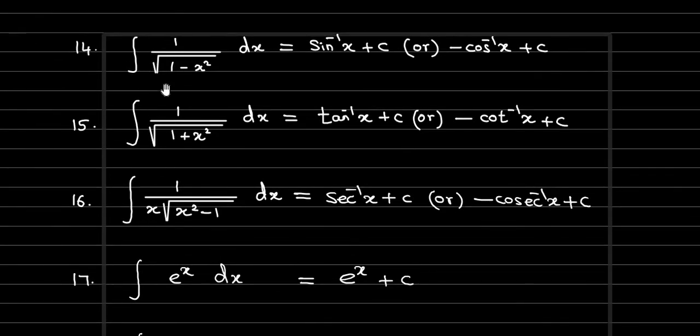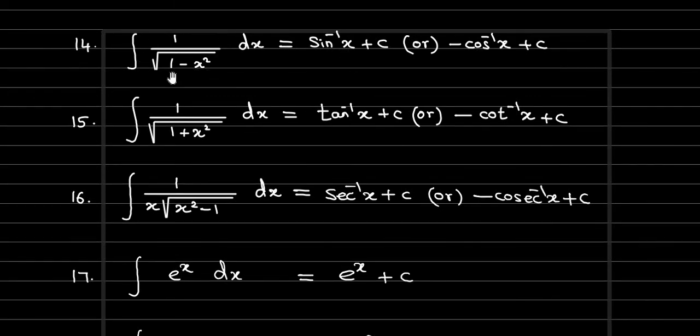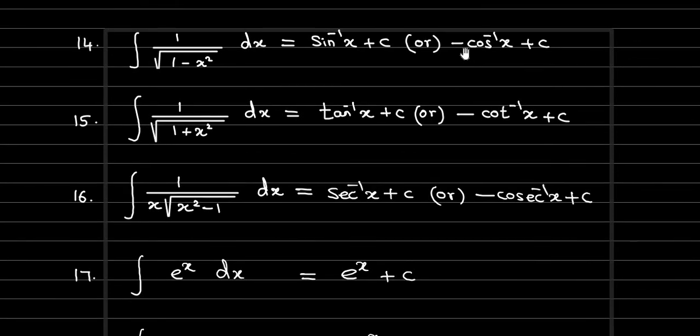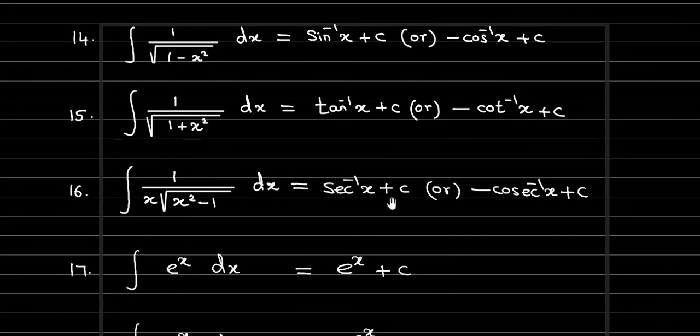So integral 1 by square root of 1 minus x square dx is sine inverse x or minus cos inverse x. See, in differentiation, what is the derivative of sine inverse x? 1 by square root of 1 minus x square. Of course, the derivative of cos inverse x is minus 1 by square root of 1 minus x square. That minus only we have taken here. So basically integration is antiderivative, right? So we have a function over here, and we can use either of these results. Same way for this as well.